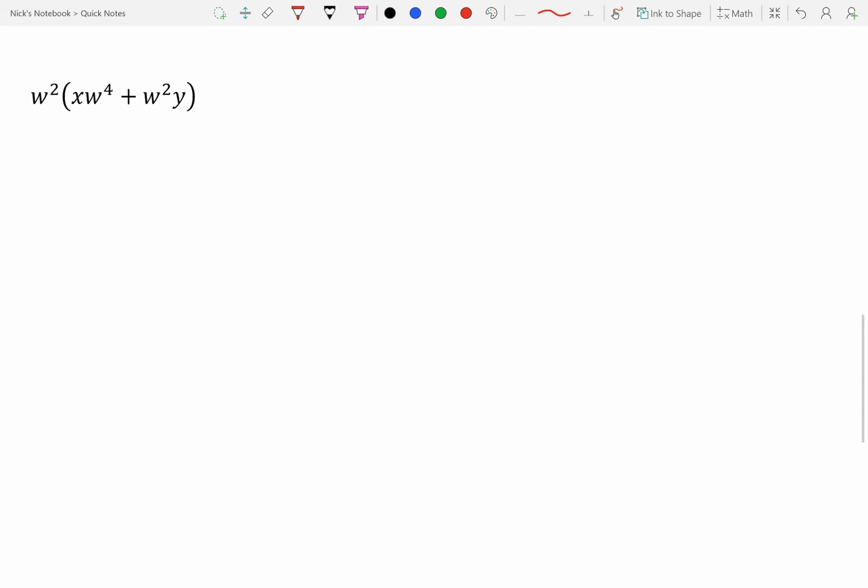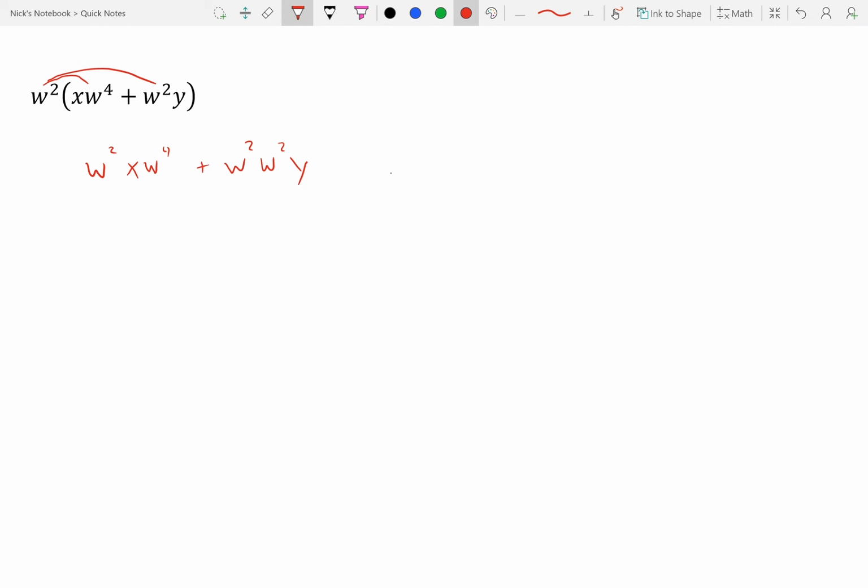Next one. All right, same thing. Go ahead and pause it. This one's a little trickier, but you can pause it and work through this one. All right, now that I hope you worked on it, let's multiply this w to the second to each one of those. That's called distributing, right? We can do that just like we do any other number in front of the parentheses. So I'm going to do this right here. So w to the second times x times w to the 4th, plus w to the second times w to the second times y. That's our second term.